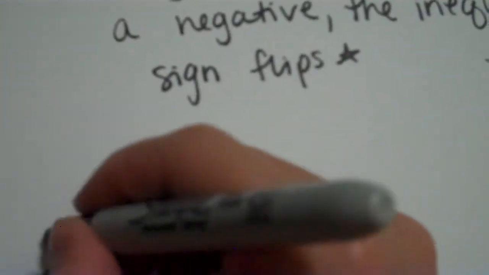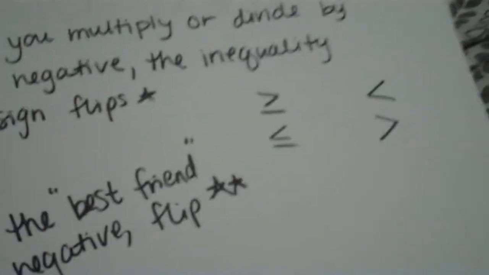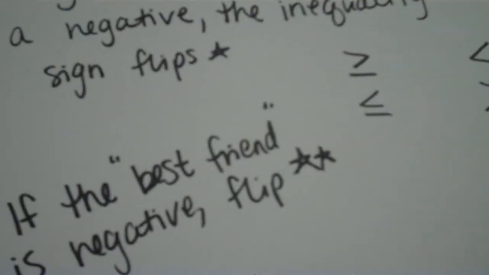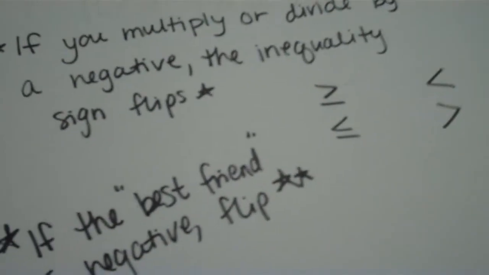So here's another thing you need to know. Basically, what I need you to do is if the best friend, so if the best friend is negative, you're going to flip. That's it. That's the only new thing. If the best friend is negative, you're going to flip the sign. If the best friend's not negative, you just leave it alone. And I'll show you how to do that stuff. Every single thing else is the exact same.